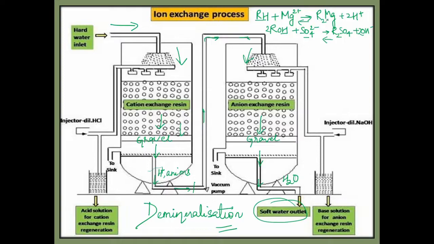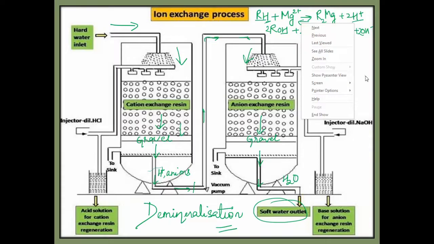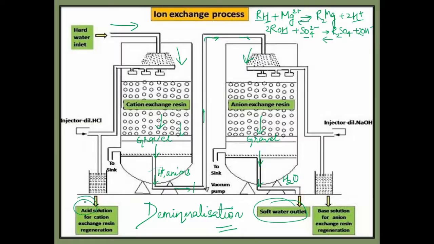So what you need to do? You need to regenerate your resin back, just like the way we did in the zeolite process. So I want H+ here. So obviously any solution which gives me H+ can be easily utilized here, right? So normally acids are used here. Obviously an acid solution gives you H+. So HCl and H2SO4 are majorly used.